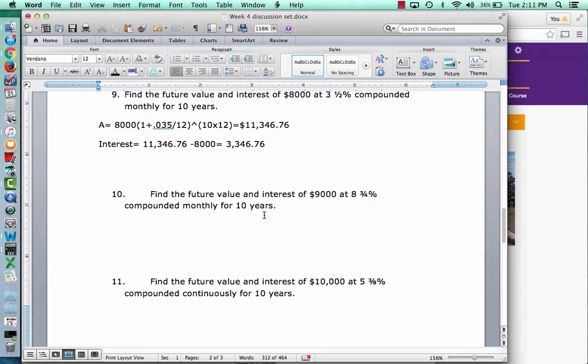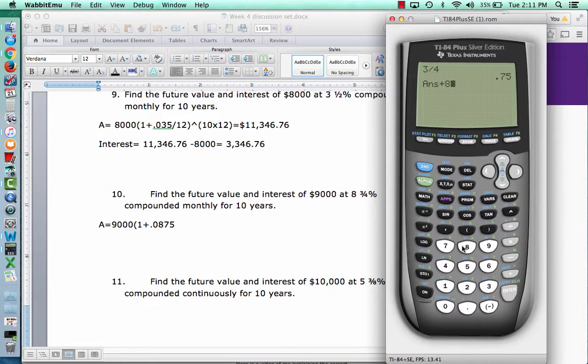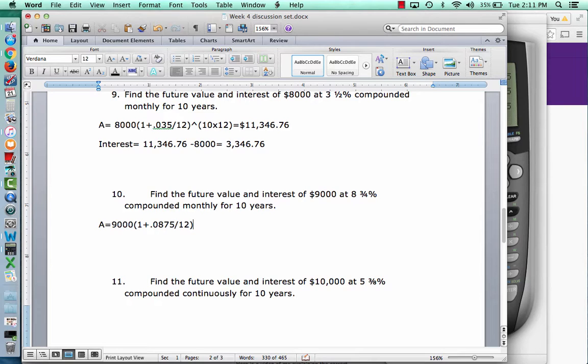Number 10 says find the future value and interest of 9,000 at 8.75% compounded monthly for 10 years. So this is going to be the same formula. Future value is 9,000 times 1 plus 0.0875. 3/4 is .75. If you're confused on how to do those percentages when we have fractions in a percent, this is the way I would do it. I have 3/4, and 3/4 as a decimal is that. But it was 8 3/4, so I add the 8, and it's 8.75%. To convert that to a decimal, you divide by 100, 0.0875, so that's how I get that. And then I divide that, since it's monthly again, by 12, to the 12 times 10 again for 10 years. And so that's 120.